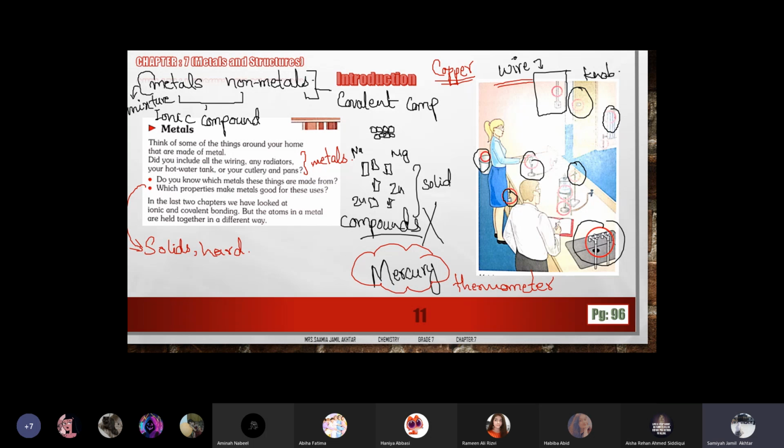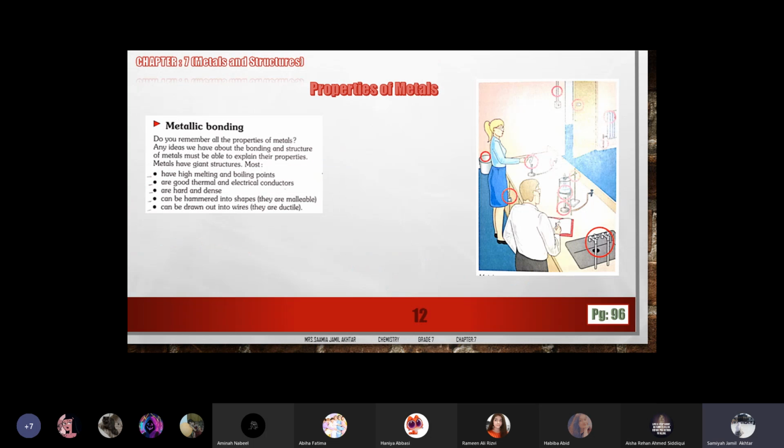In the last two chapters, we have looked at ionic or covalent bonding, but the atoms in a metal are held together in a different way. So in this chapter, we'll study metallic bonding, the third type of bonding. Now first we will study the properties of metals. So these are the properties which are written.